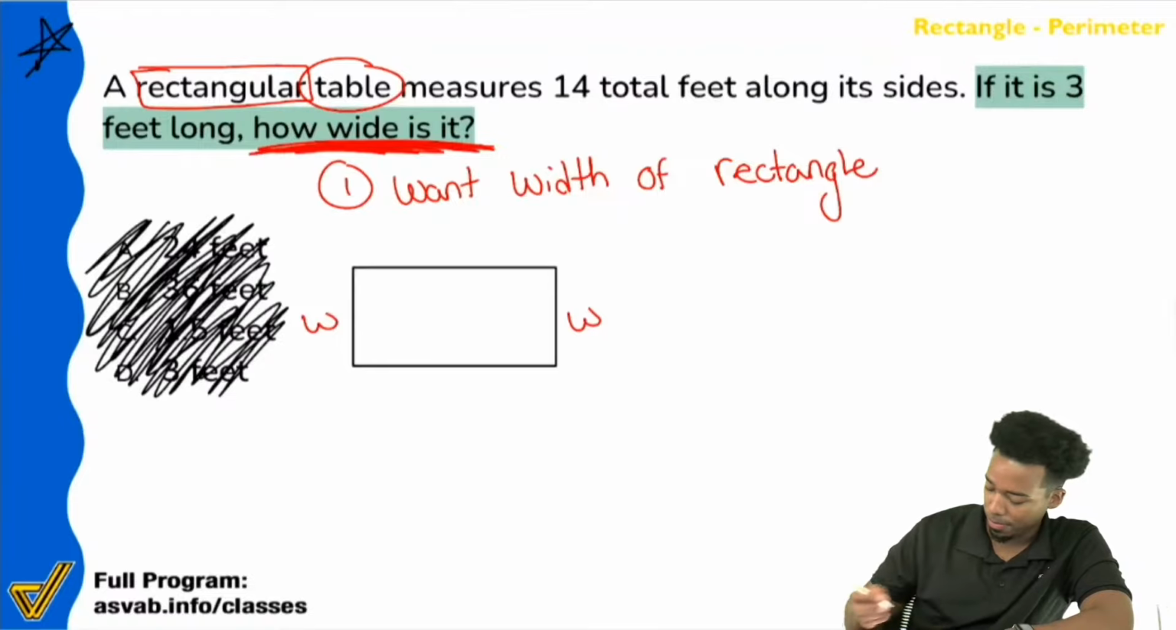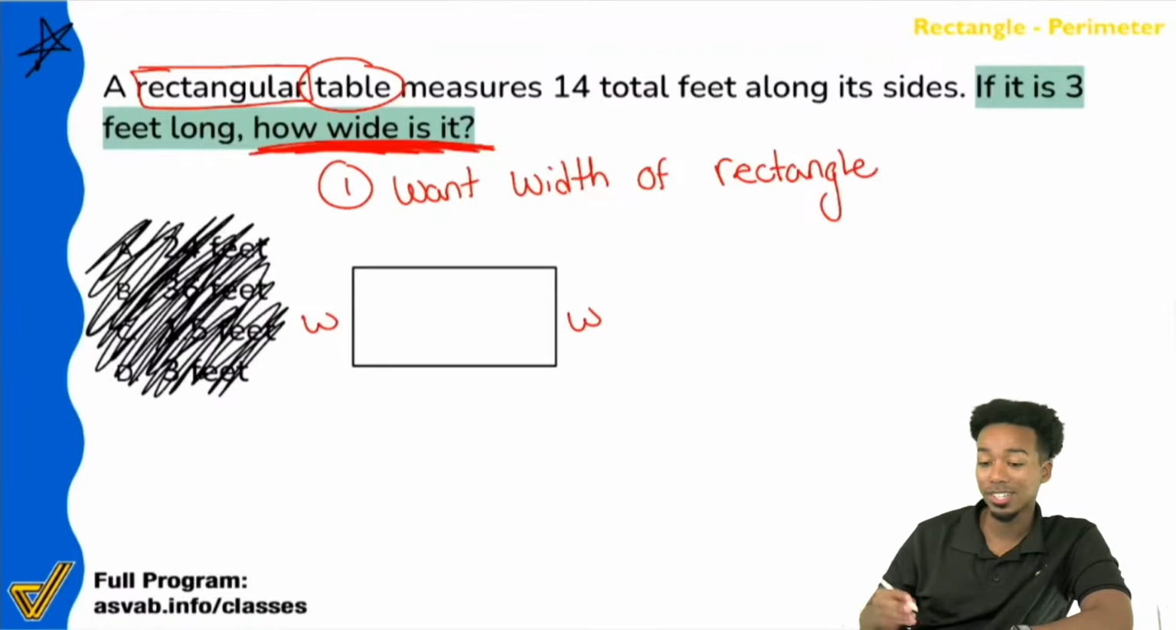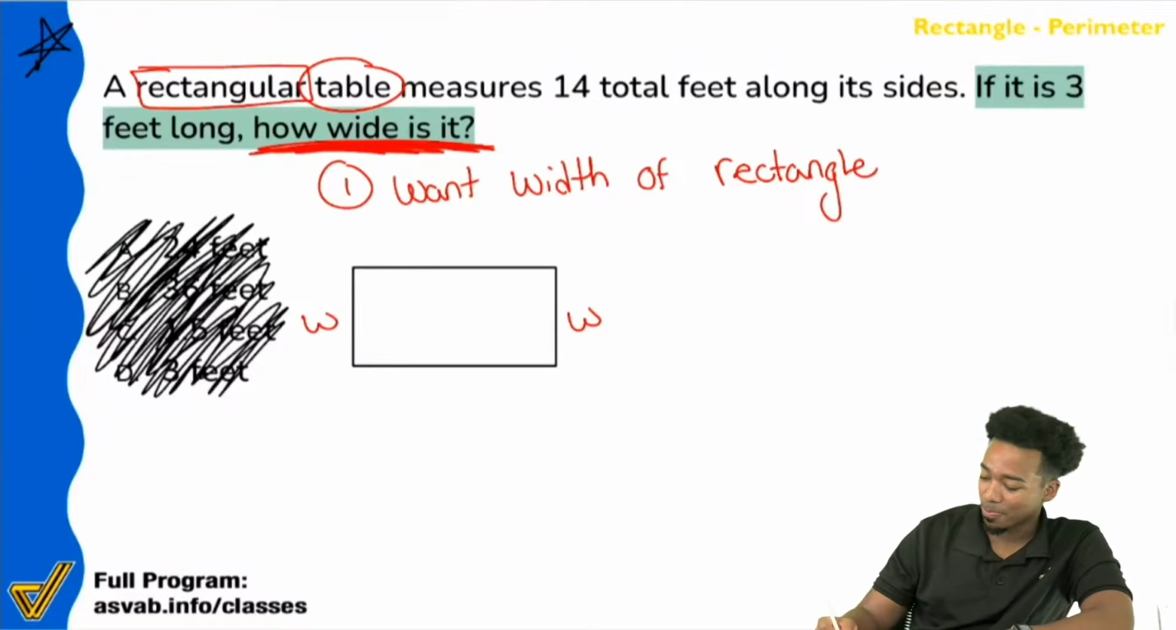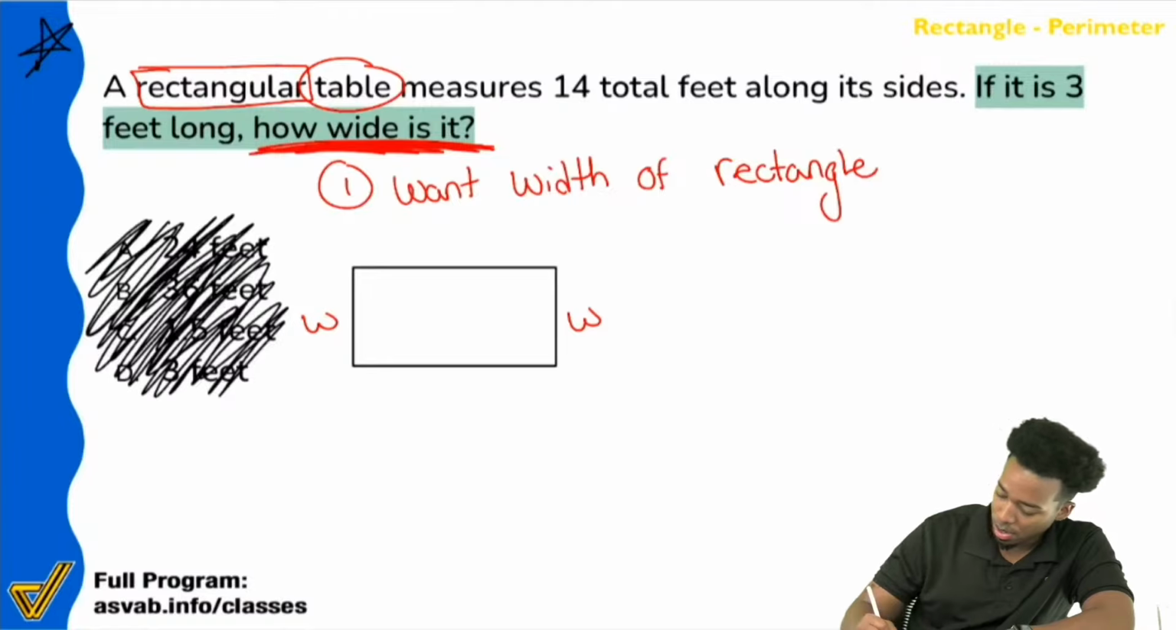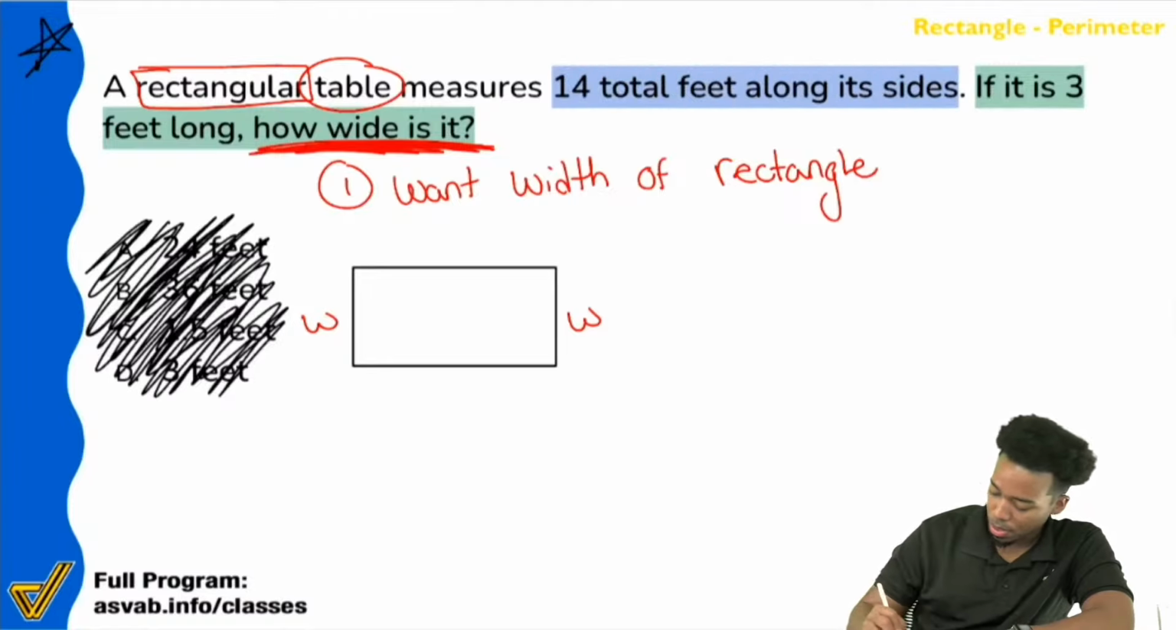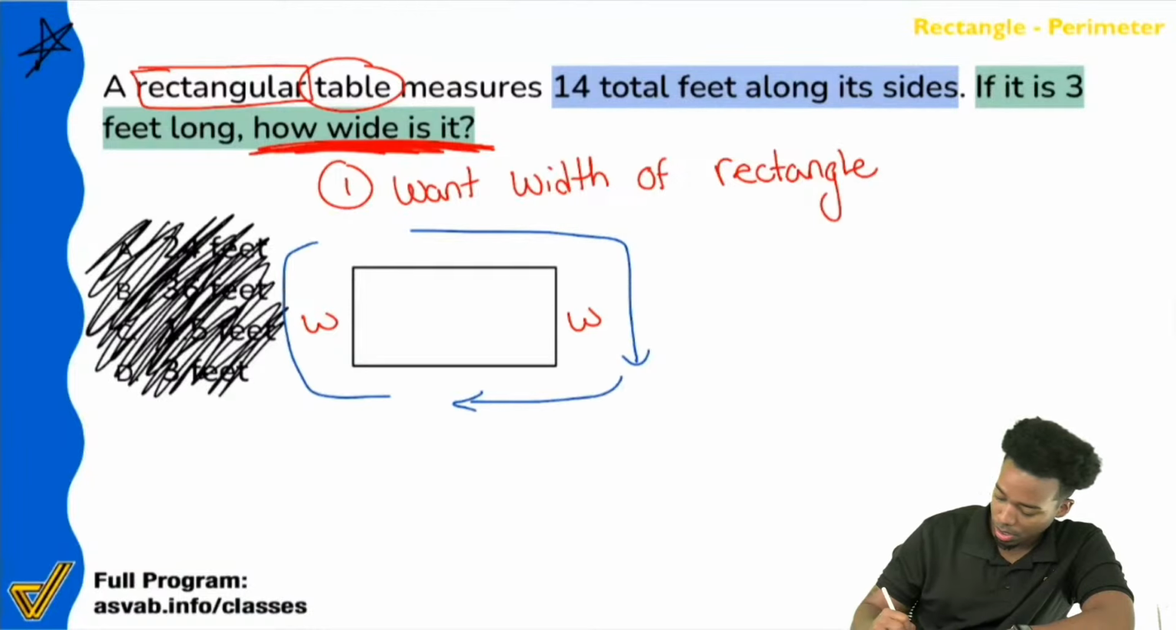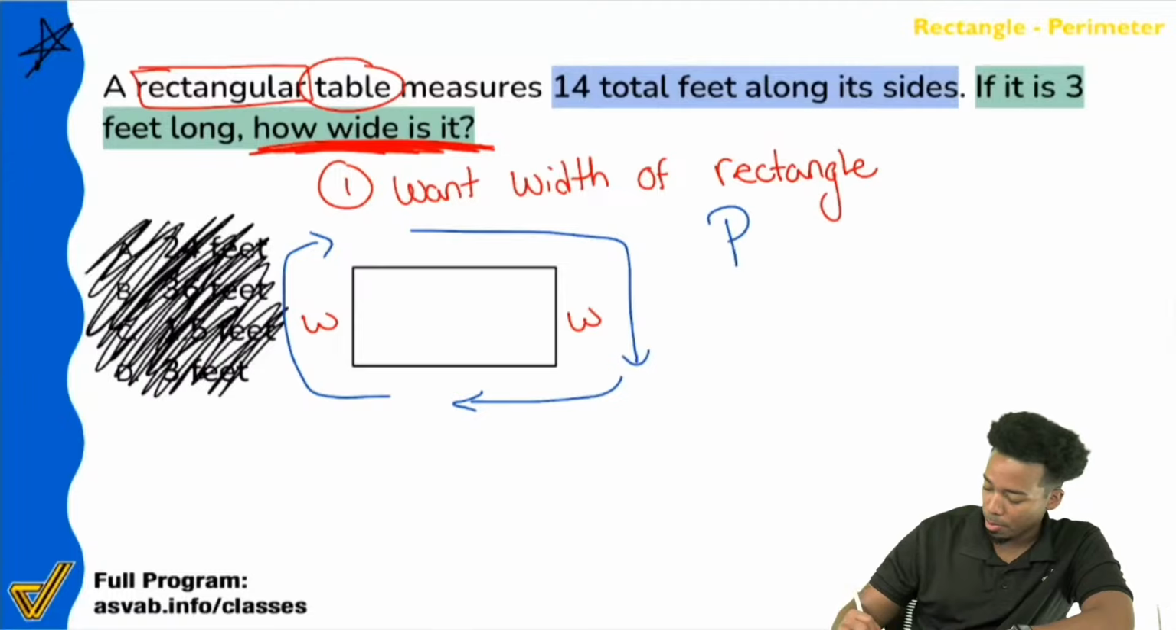So let me mark that off. This is great for us. I'm glad we can find these mistakes now because I'm going to release a perfect set. So here, if it's 3 feet long and 14 feet total, the 14 feet, everybody, let me mark that for you right here. The 14 total feet along its sides tells you the perimeter. So the perimeter equals 14 feet.